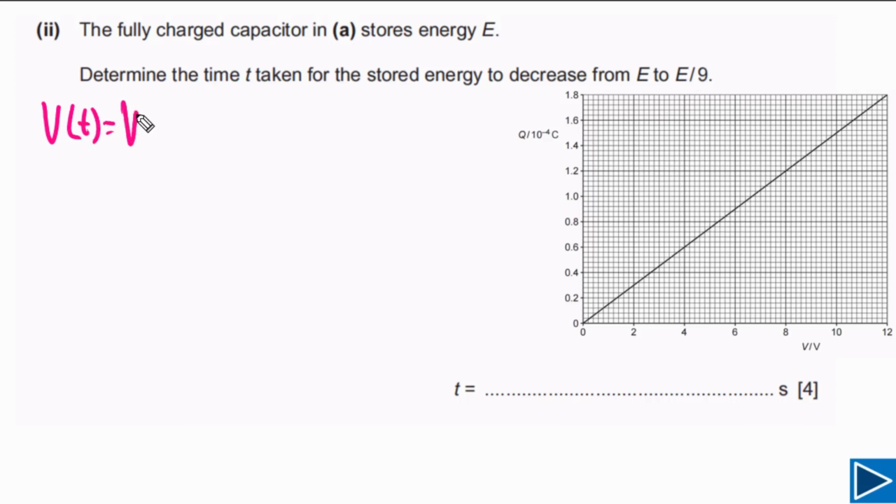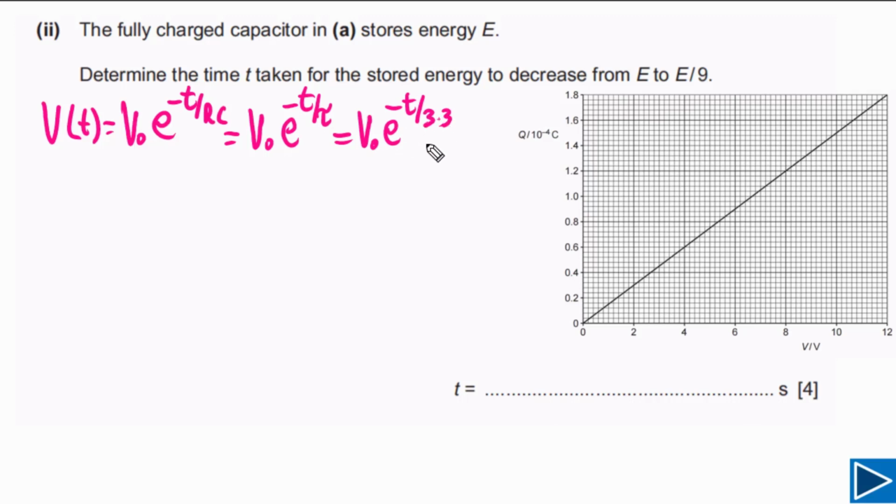Now let's try to find the value of T using the formula V as a function of time. This is equal to V max times e to the power of negative T over RC. Or we can simply say this is equal to V naught e to the power of negative T over tau, and tau is the time constant. The value of tau we have already calculated, so we can plug in the value of tau. Tau is 3.3 seconds.